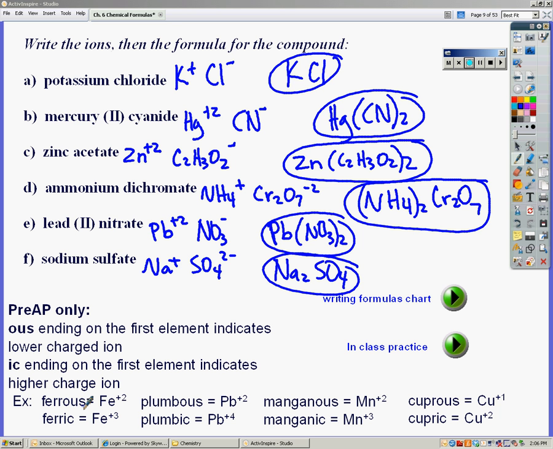The OUS ending is typically for the lower of the 2 charges. The ic ending would be for the higher of the 2 charges. So since 3 is higher than 2, this one's called ferric. And then if you look at the others that are listed here, you see that same pattern. So for pre-AP students, you have to know this version of naming as well. Okay.